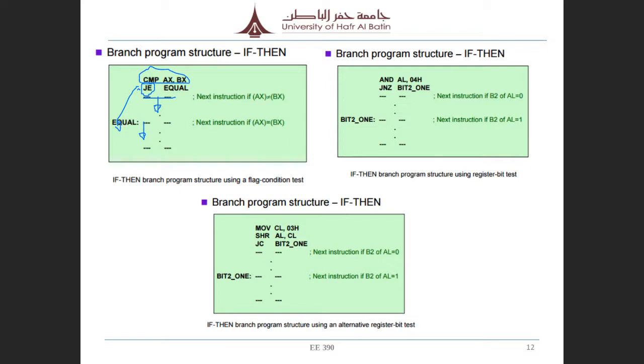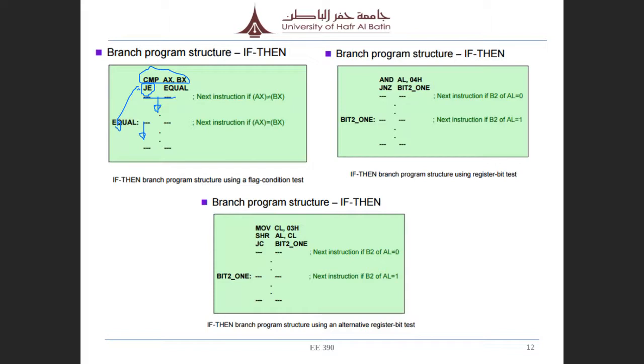That means this is a kind of if-then structure, because if AX is not BX, you will come to this line, but if AX equals BX, you will come to that line. So it is kind of if-then: if it is, then do this. This is called the if-then structure.